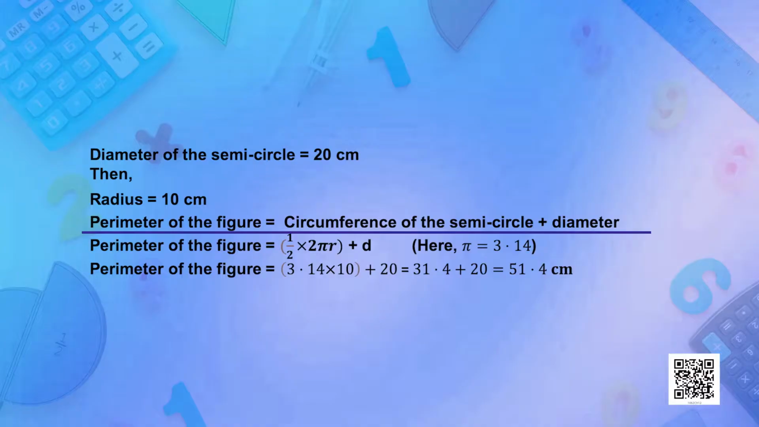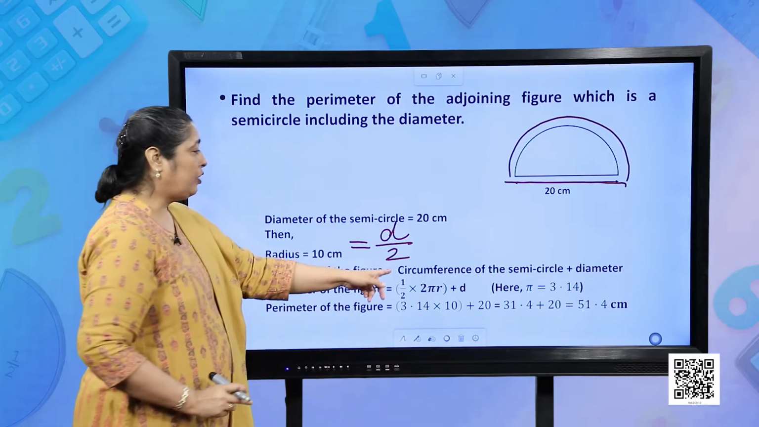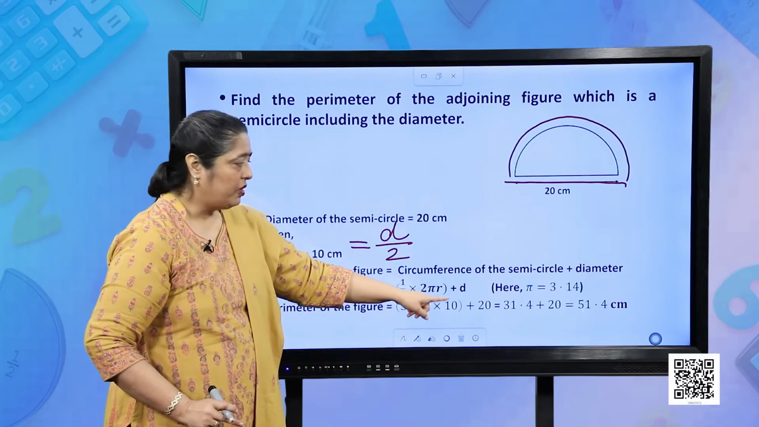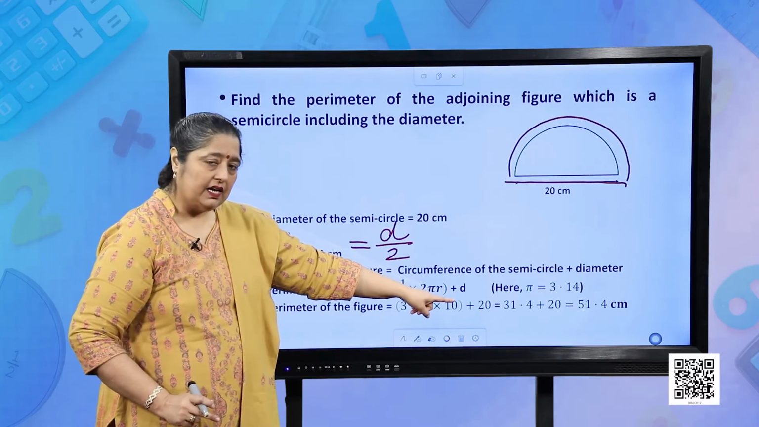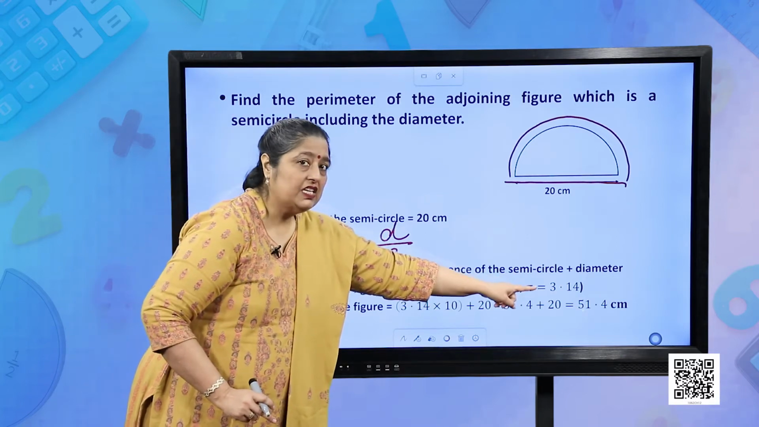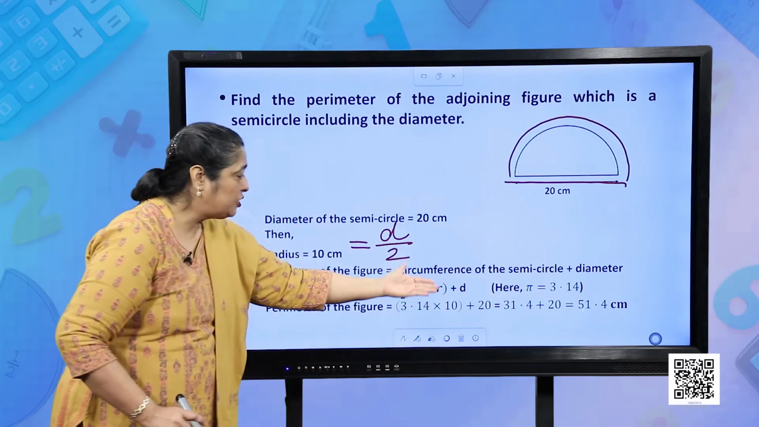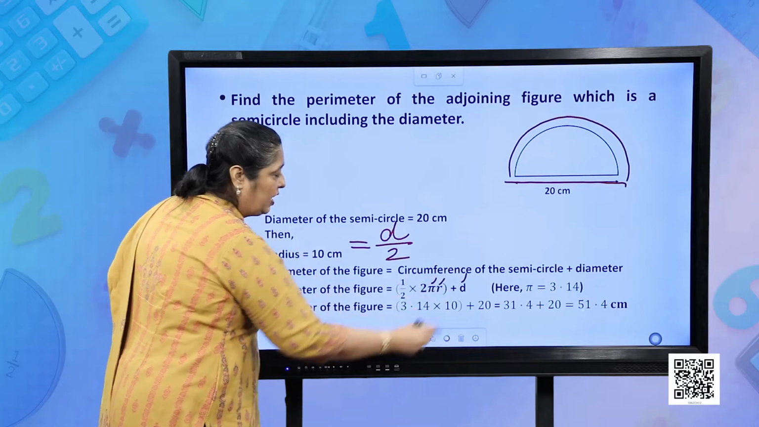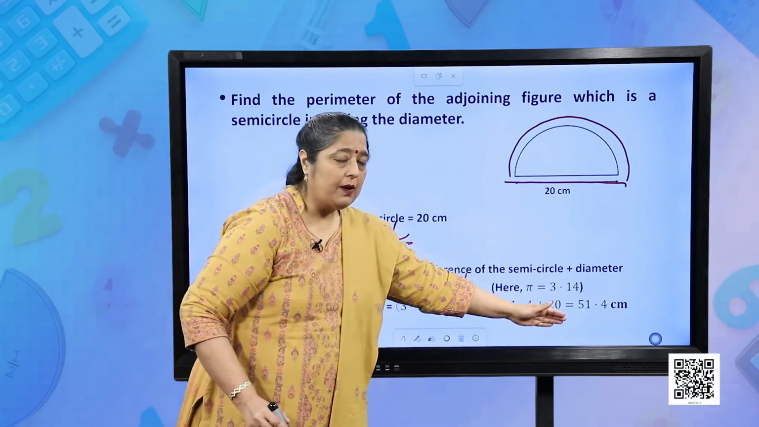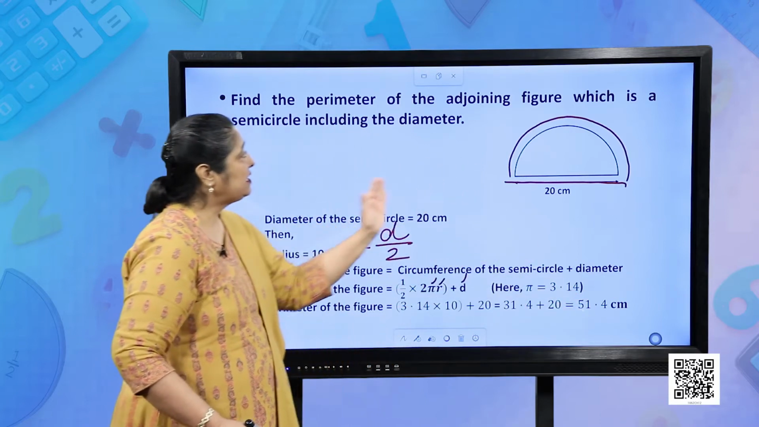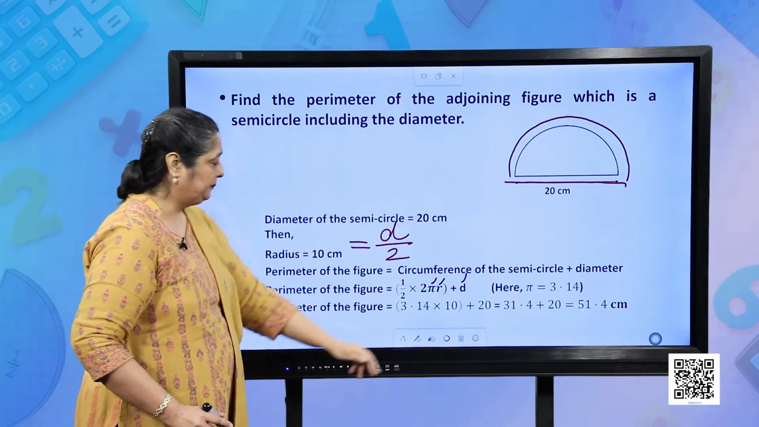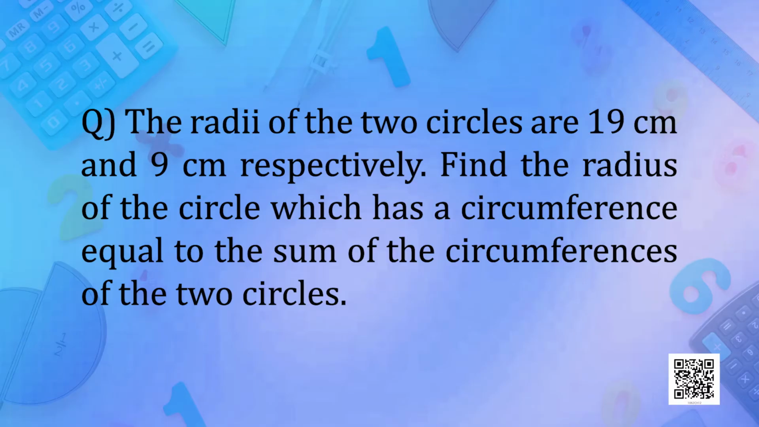Perimeter of the figure will be circumference of the semicircle and the diameter. Circumference of the semicircle can be given as 1 by 2 into 2 pi r, whereas diameter can be written as d. Here the value of pi can be 3.14. Substituting all the values, value of pi, r and d, what we have is 51.4 centimeter as the perimeter of this complete figure. Let us move forward to our next question.